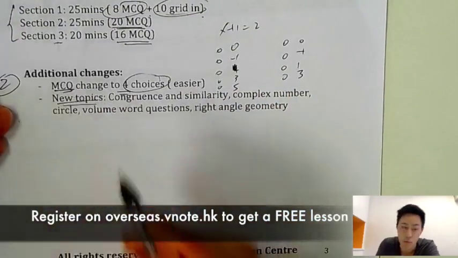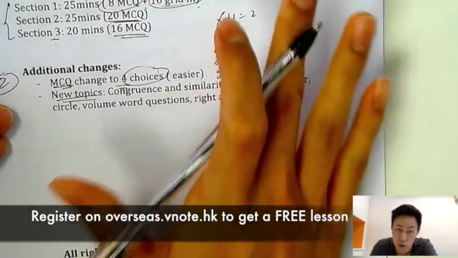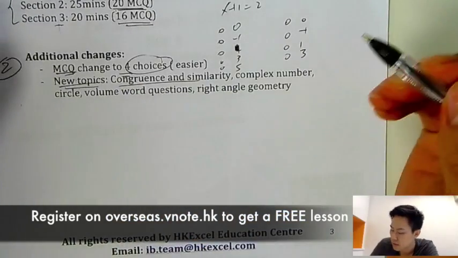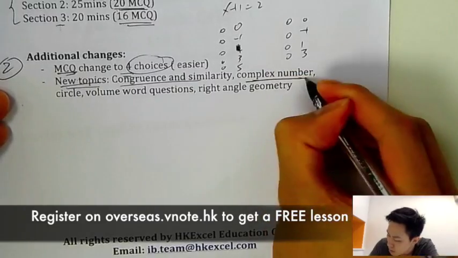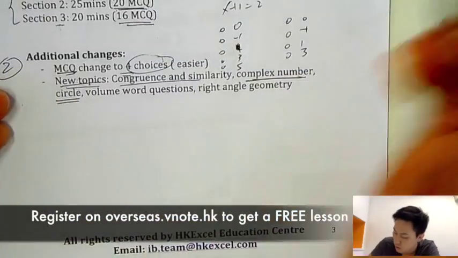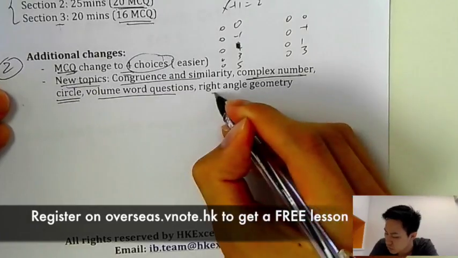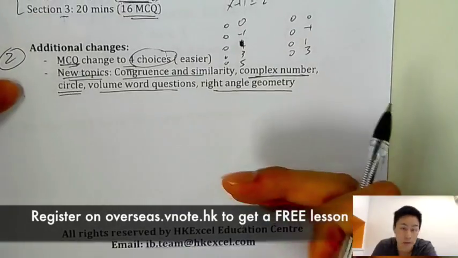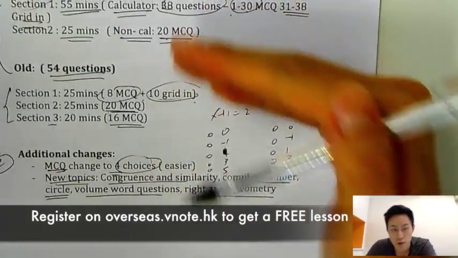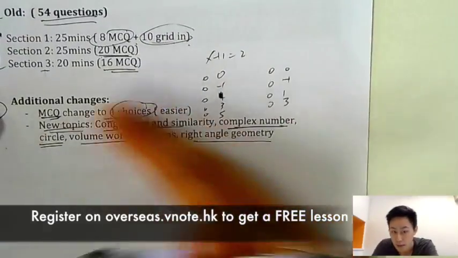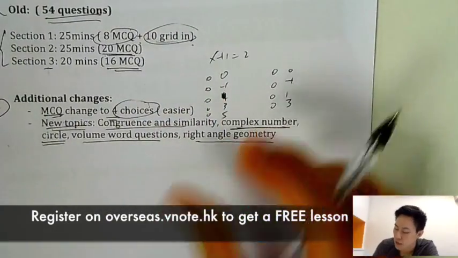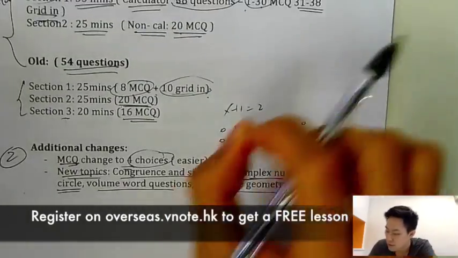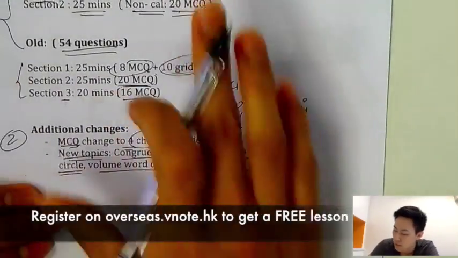The second change is new topics. This is very, very important because you have 5 additional topics added into the new syllabus. One is congruence and similarity, which I'll teach you in later notes. Then complex numbers, the circle, volume word questions, and right angle geometry. All these are harder topics that they added into the new syllabus. So the structure now is easier, but you have more topics, which are harder. Make sure you understand all this before the test. Right now, let's move on to the question types. We have 10 question types to master today.